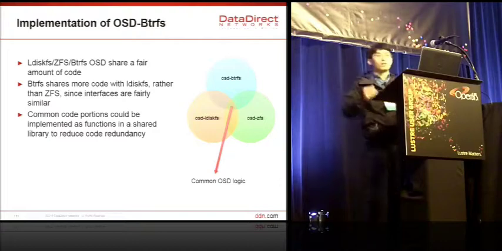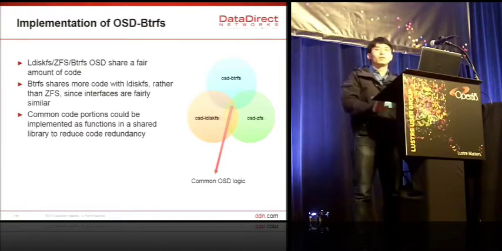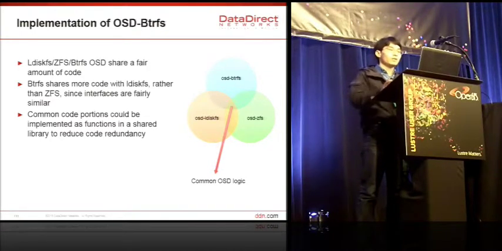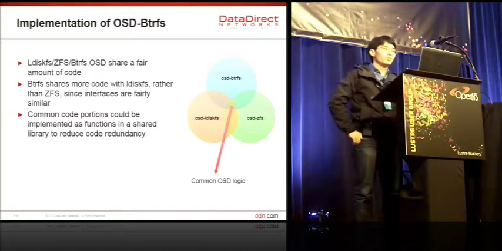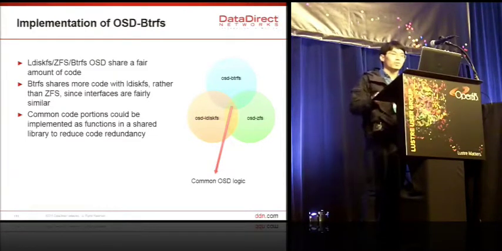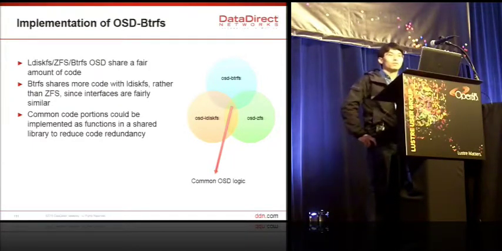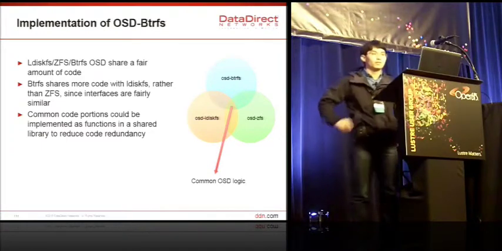So in the process of implementing Btrfs OSD, we referred to existing OSD types, and we found that there is a lot of common code between different OSDs. So we suggest that we can maybe put some functions in a shared library to reduce code redundancy in the future.